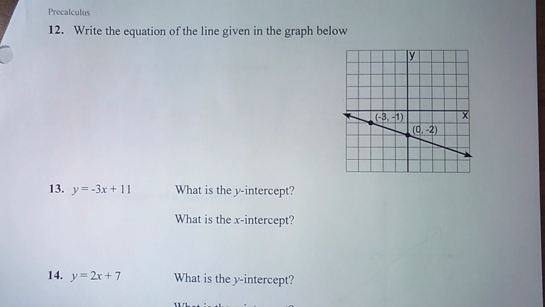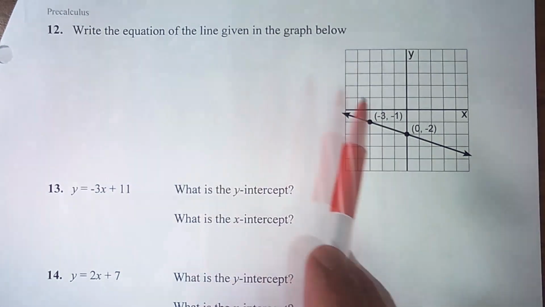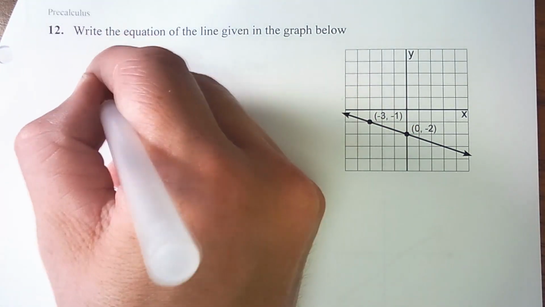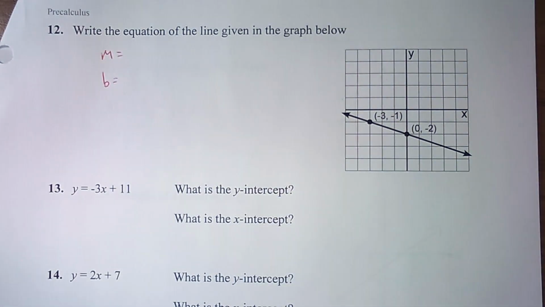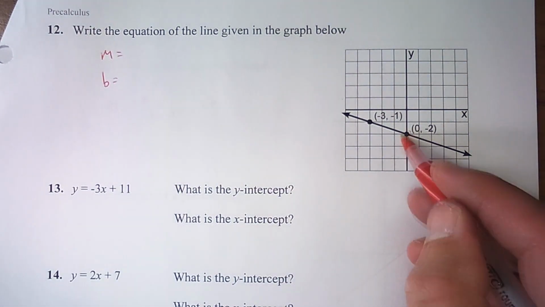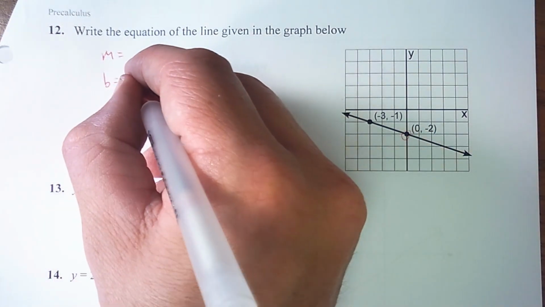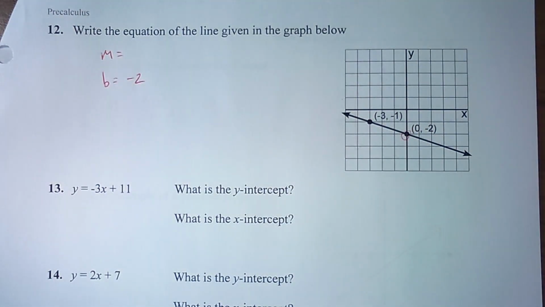All right, we are now on to our third and final page of this graphing review. Write the equation of the line in this graph. So we need an M and a B. B is the y-intercept. That's right here at y equals -2. So the B, the y-intercept, is -2.